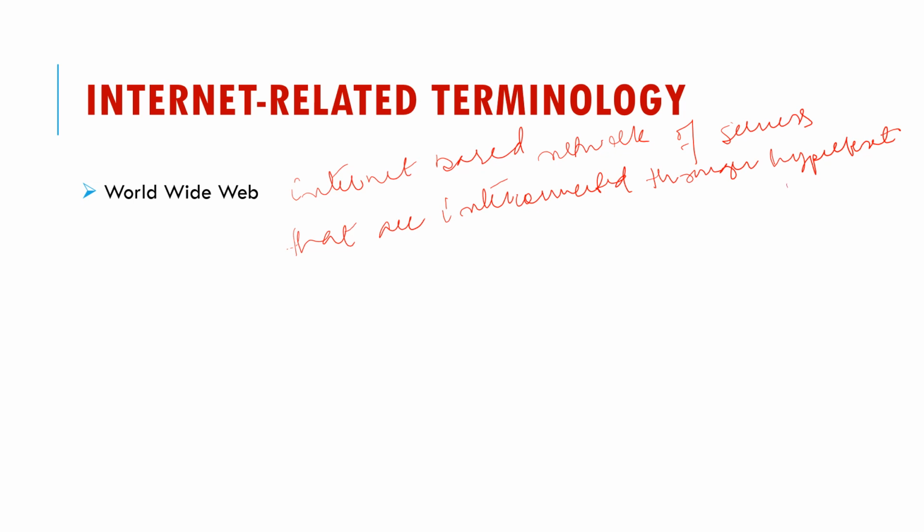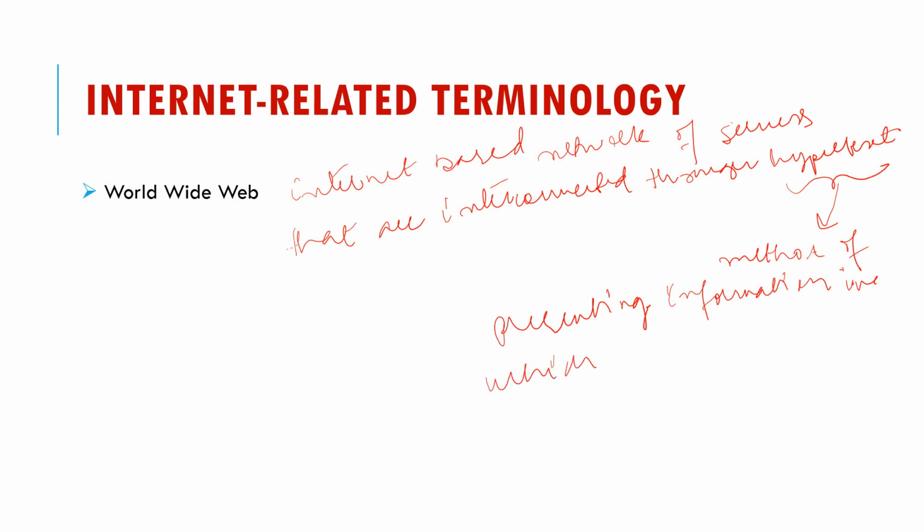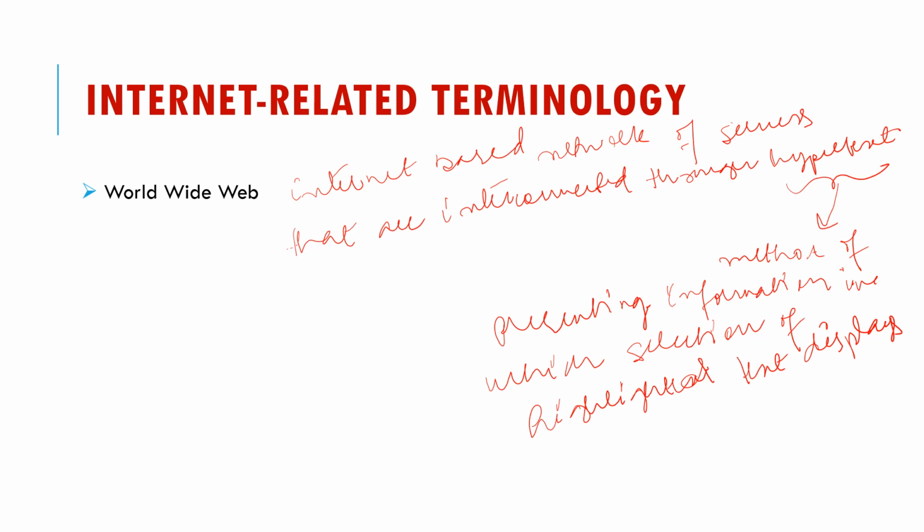Now what is hypertext? Hypertext is a method of presenting information in which selection of highlighted text displays more information on a particular topic.